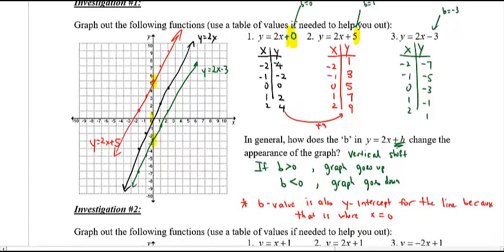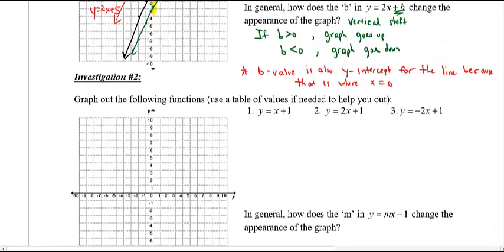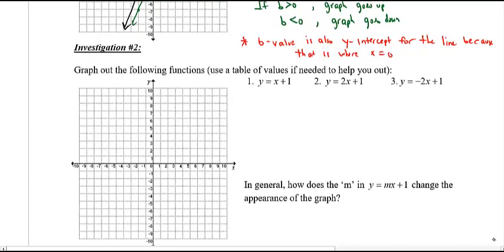Okay. I want you to try investigation number 2 now. Do that one yourself. I'm going to ask you to do the same idea. Let's make a table of values. I'll just do the same values, negative 2, negative 1, 0, 1, 2. In this case, negative 2 plus 1 is negative 1, 0, 1, 2, 3. So negative 2, negative 1, 0, 1, 2, 3. Here's my line. Y equals x plus 1.